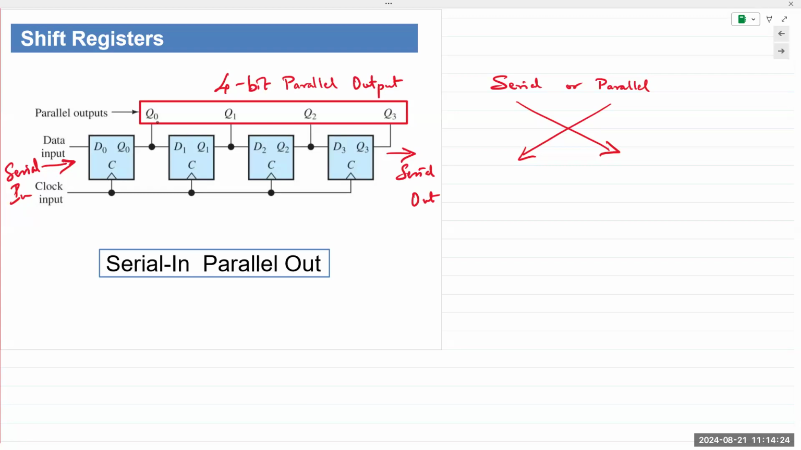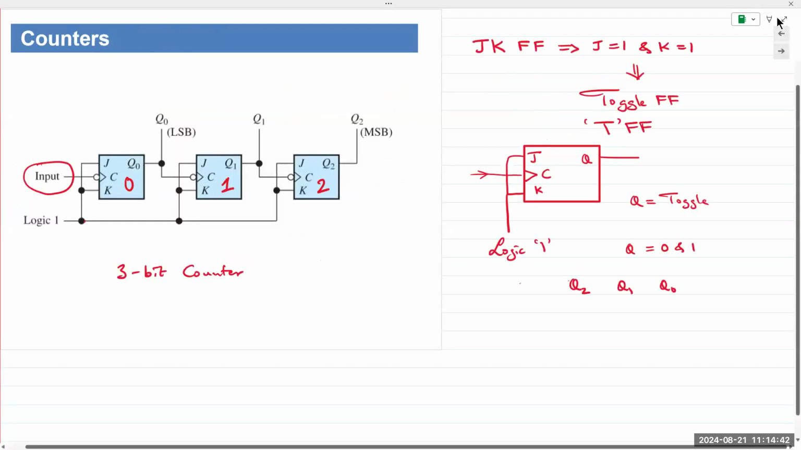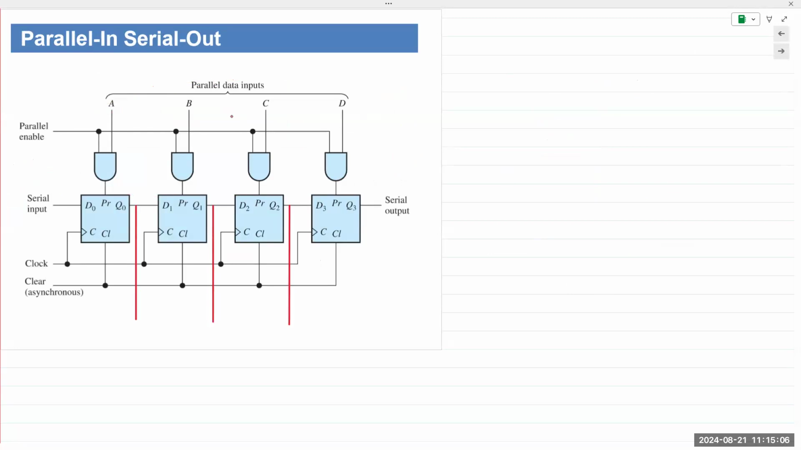And similarly with this one, similar to this one, you can still take parallel inputs and parallel outputs in the same system. Also, I'll come back to this slide, but I'm just speaking of the parallel in, so I just want to show this. You have parallel data inputs at the top. You have 4 flip-flops, and it is not shown here, but obviously it is possible to take parallel outs. And I'll come back to this slide later.